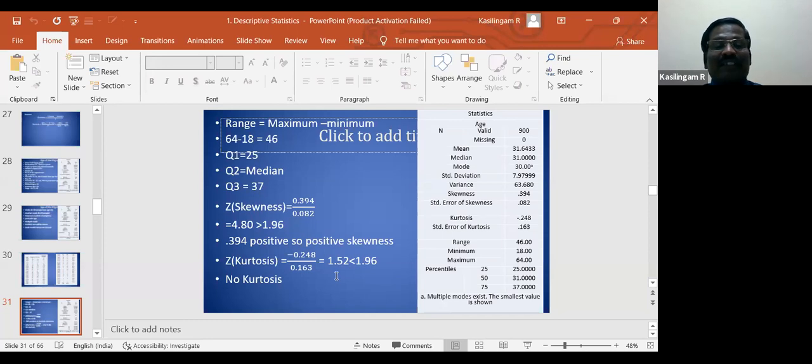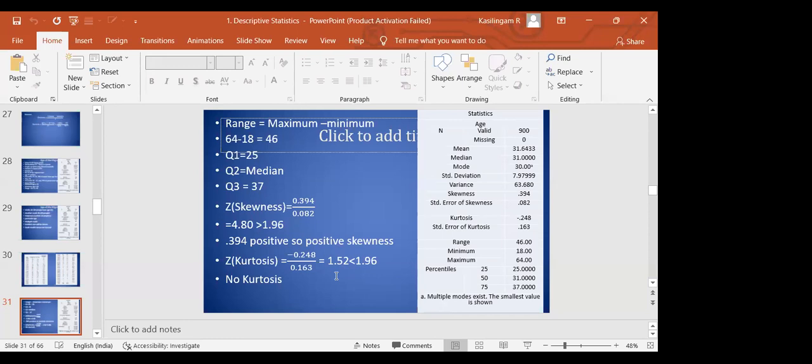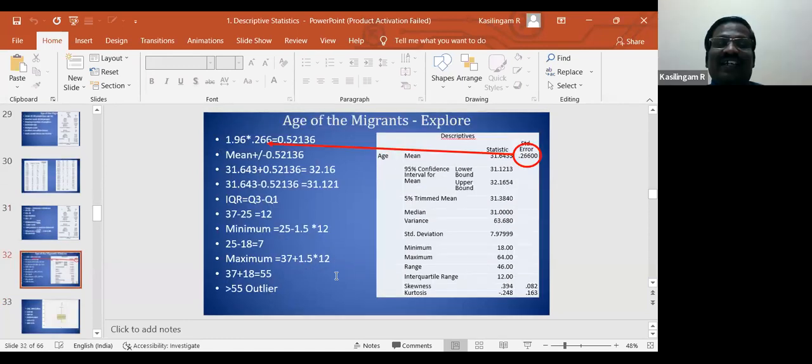What is the null hypothesis? There is no kurtosis. We are accepting the null hypothesis, which means there is no kurtosis. Very good. So here I have explained how the confidence lower bound and upper bound are calculated.